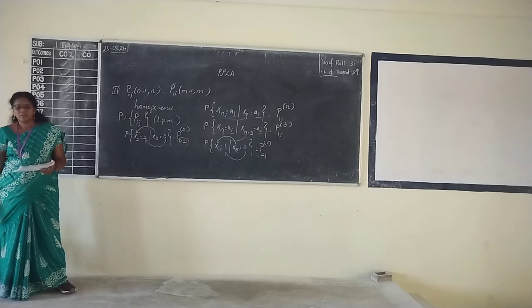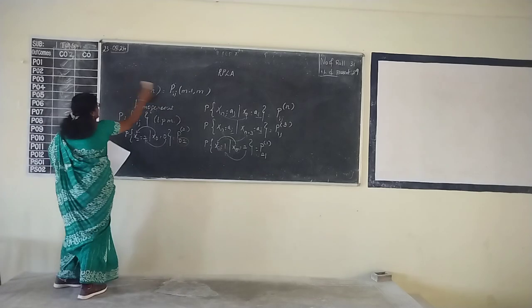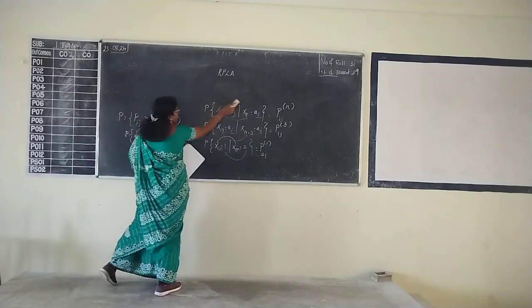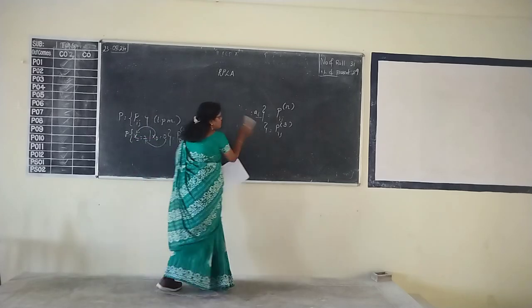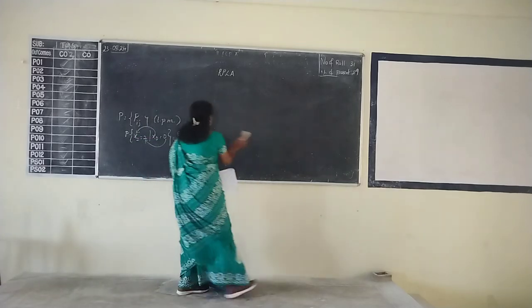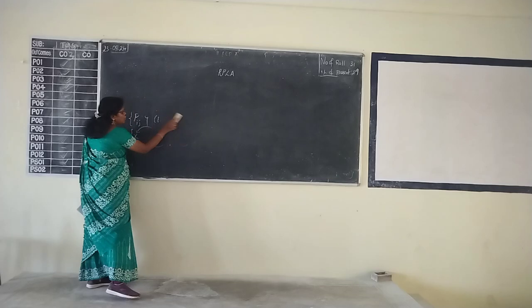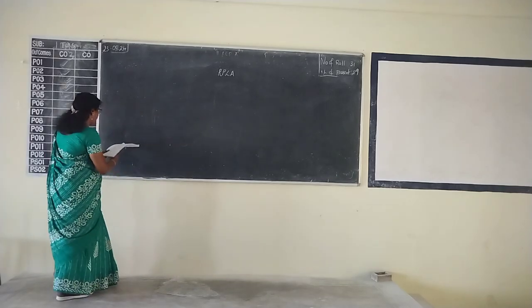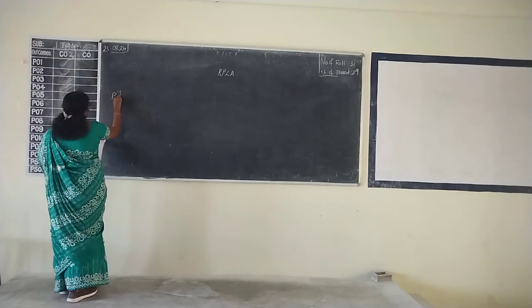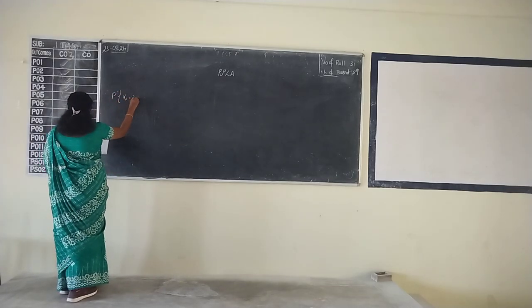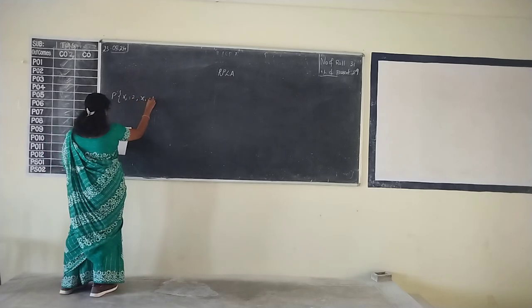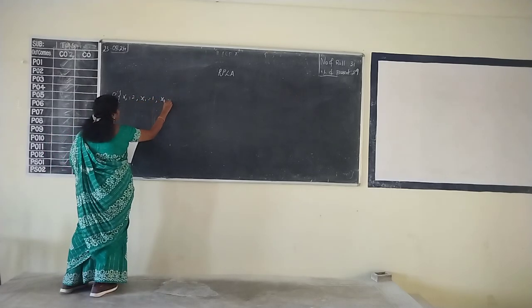Yes? Okay, next one. If it comes as a product, how to convert it, that is the next one we are going to discuss. This is an additional probability. If it is going to be a combination of two or more, how to write? Probability of x2 equal to 2, x1 equal to 1, x0 equal to 2.